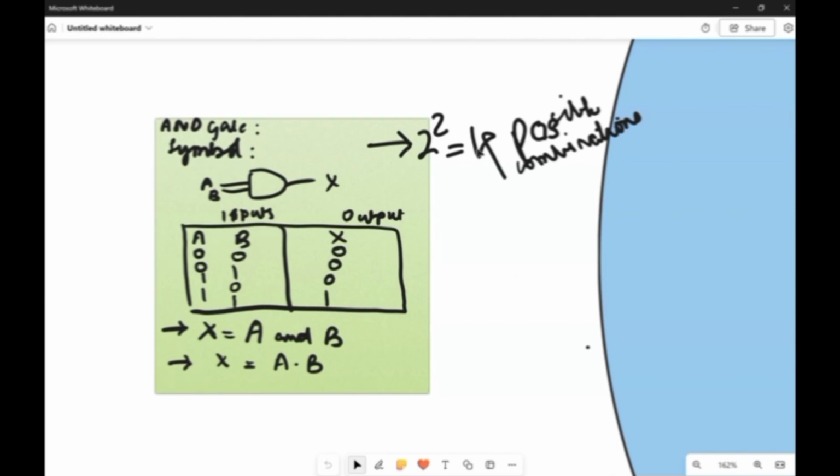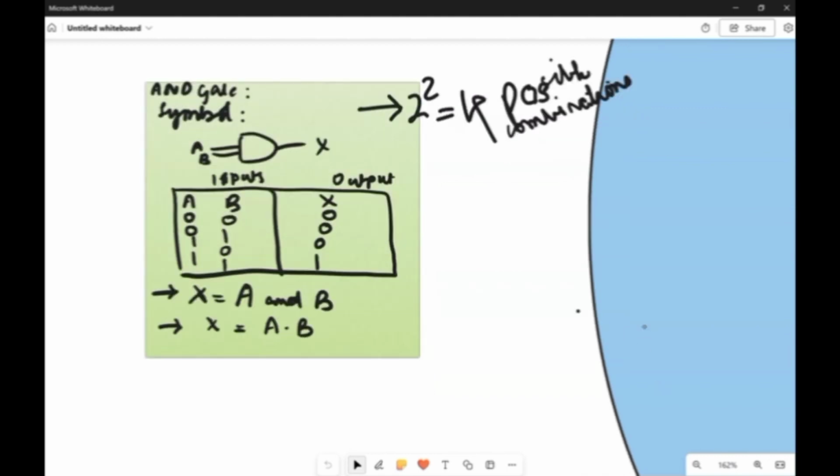Also, don't forget to check your possible number of combinations. Since you're giving two inputs, it would be 2 power 2, so four possible combinations. So we have 1, 2, 3, 4 possible combinations of your zeros and ones. That's 0 0, 0 1, 1 0, 1 1.